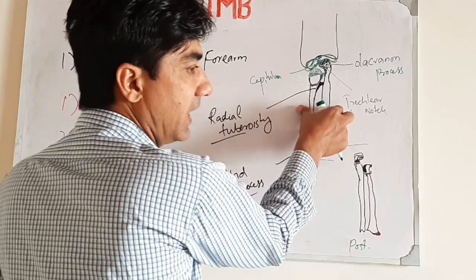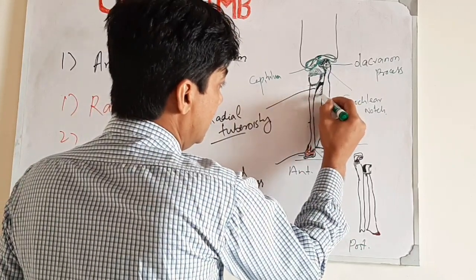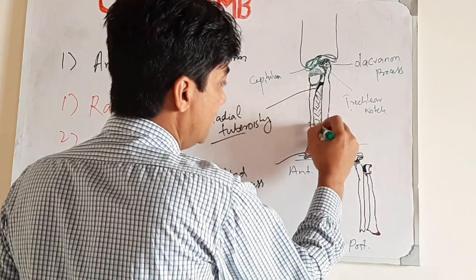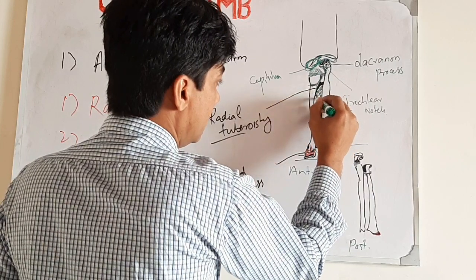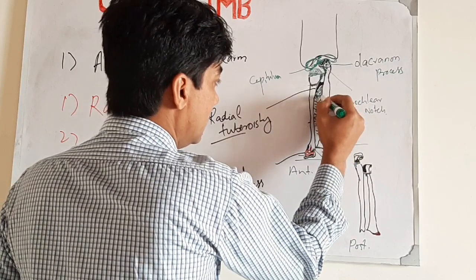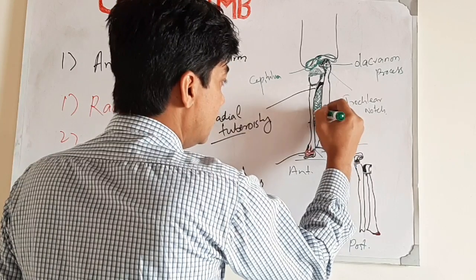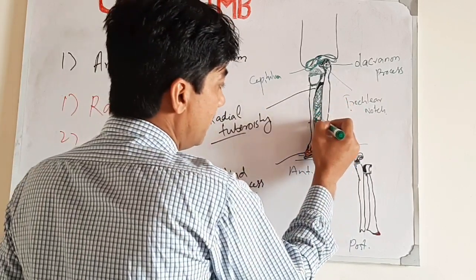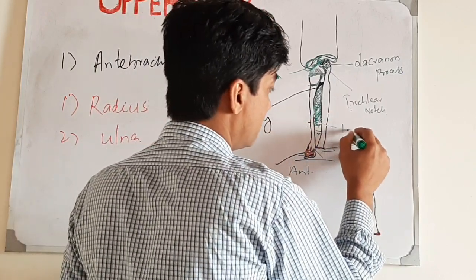These two bones are attached to each other with a ligament between them, called the interosseous membrane. Medially, they are attached at the inner margin of these bones. The margin is called the interosseous margin, and the ligament which is attached is called the interosseous membrane.